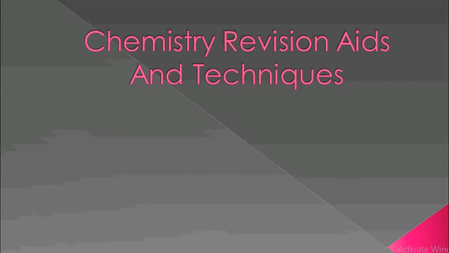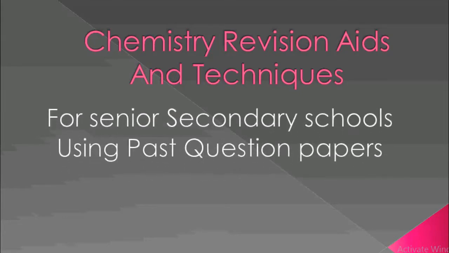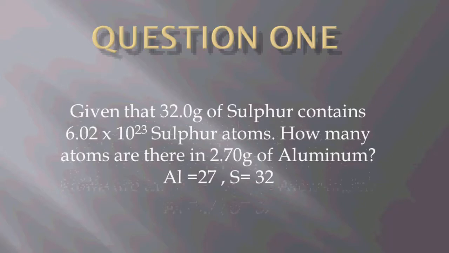Alright, now we're going to go through the questions one by one, after which you are expected to pause this video and solve the problems one by one. When you complete solving the questions, you can return to the video again and compare your answers. The first question that I have here is: given that 32.0 gram of sulfur contains 6.02 times 10 raised to power 23 sulfur atoms, how many atoms are there in 2.70 gram of aluminium? Aluminium is 27 and sulfur is 32.